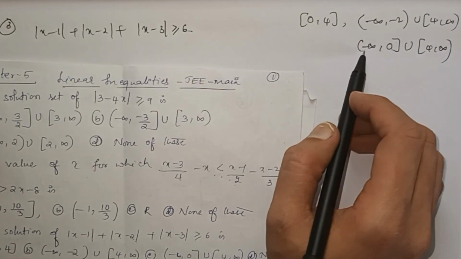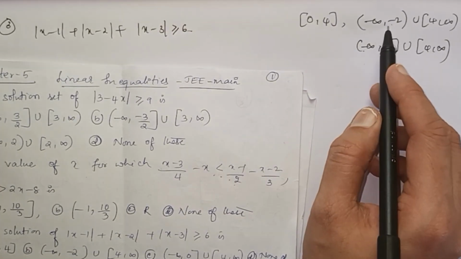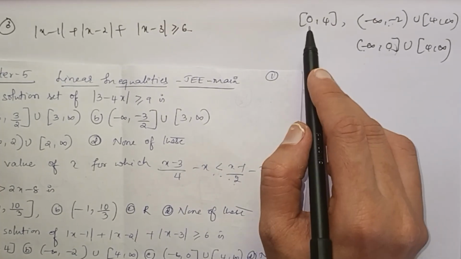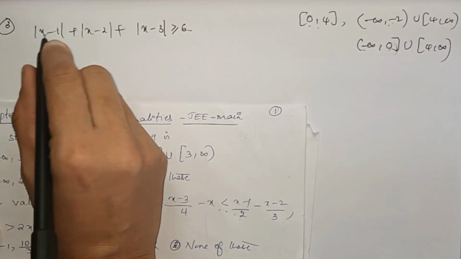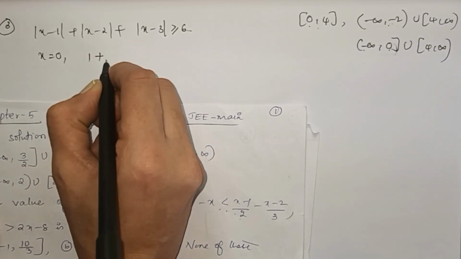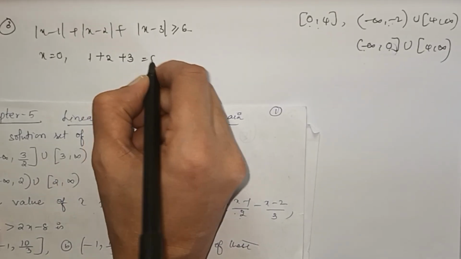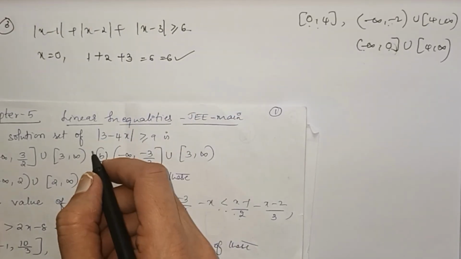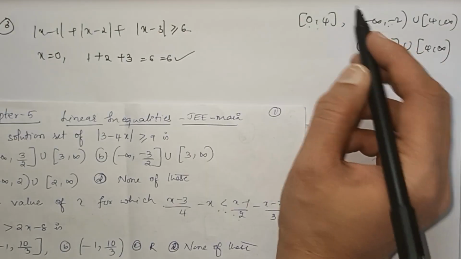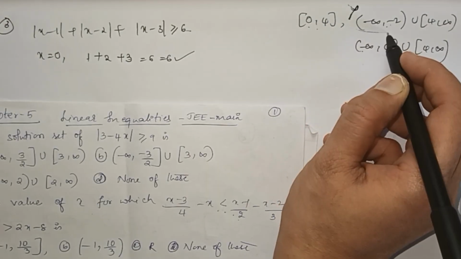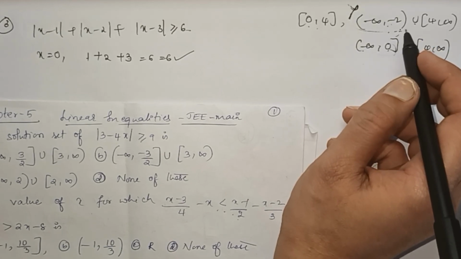So out of all these three options, in this option 0 is included, in this option 0 is not included, and here also 0 is included. So first you check, is 0 a solution? Put x equal to 0 here. Mod of minus 1 is 1, plus mod of minus 2 is 2, plus mod of minus 3 is 3. 3 plus 2 plus 1 is equal to 6, 6 equal to 6. So 0 is a solution. Therefore, this can't be the option because it is not including zero. It means all possible solutions must be included. This is also one of the solutions, but it is not including all possible solutions.